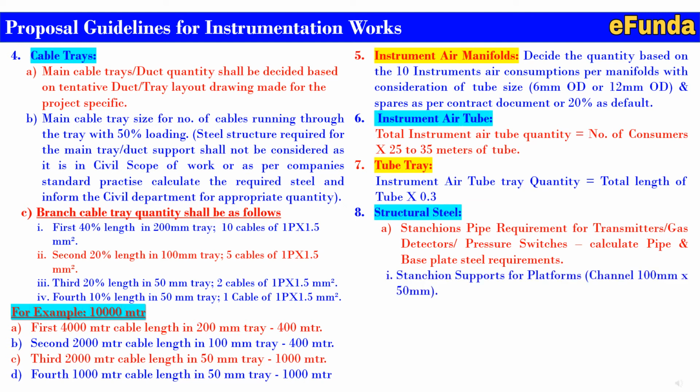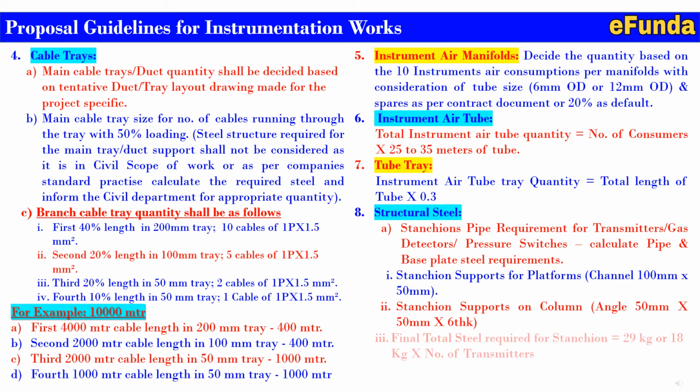First point, stanchion support for platform, that is channel of 100 mm by 50 mm. Second, stanchion support on a column, that means this instrument will be mounted on the column with the help of a stanchion. Consider angle of 50 mm into 50 mm by 6 thick.